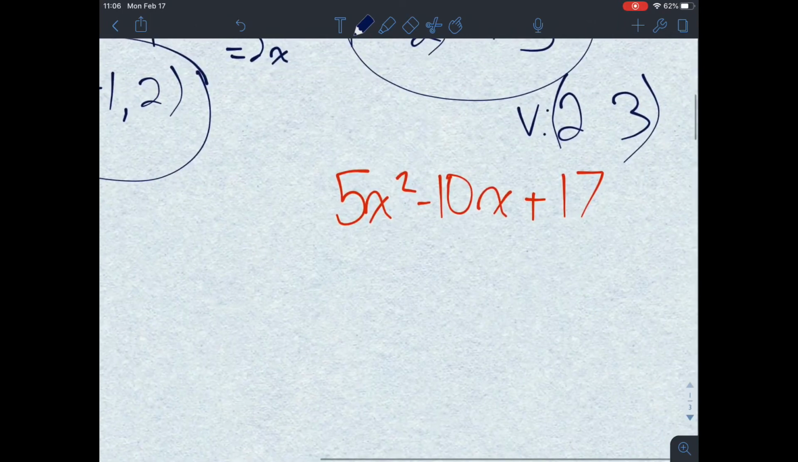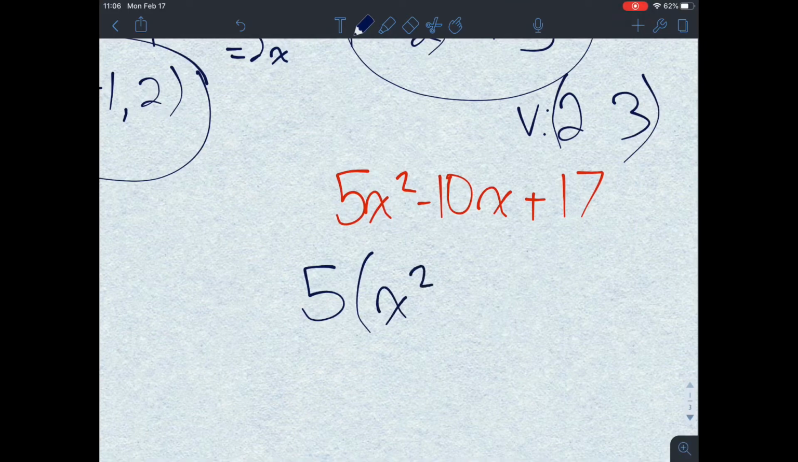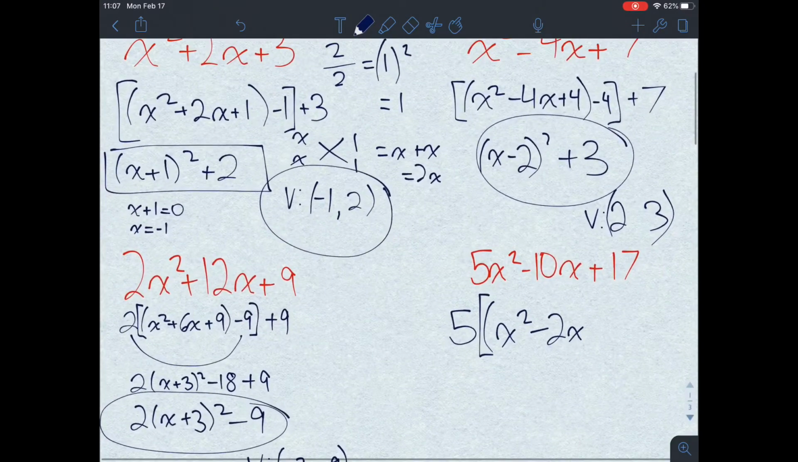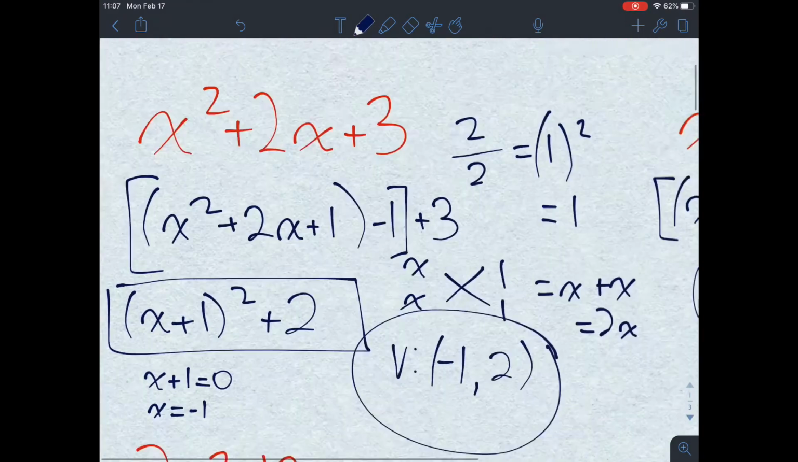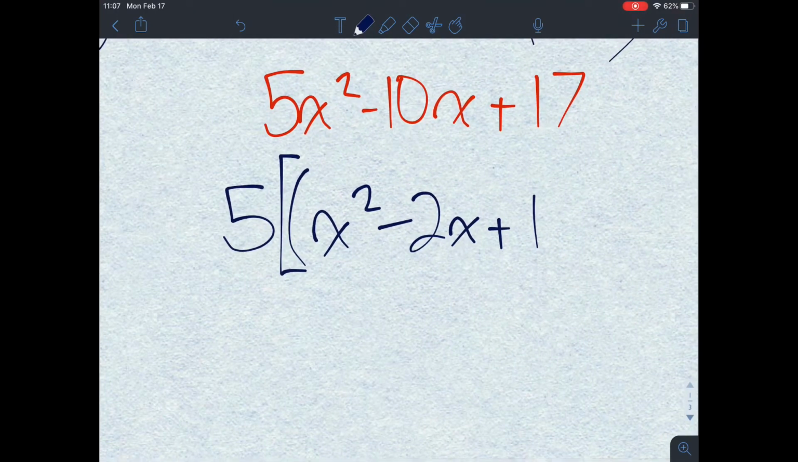Now our next problem, we have 5x squared minus 10x plus 17. Take out the 5. Actually, we get 5 times x squared minus 2x. And we don't need that plus 17. Let me put the brackets on. And as you remember from the first problem, when you have a plus 2x or a minus 2x, it will be plus 1. Because negative 2 divided by 2 is negative 1, and negative 1 squared is just 1.